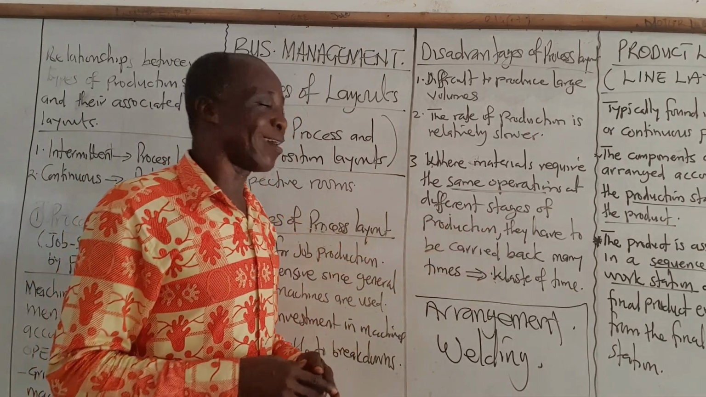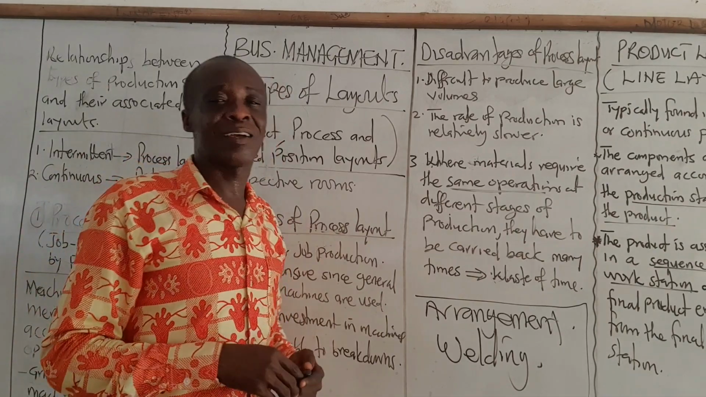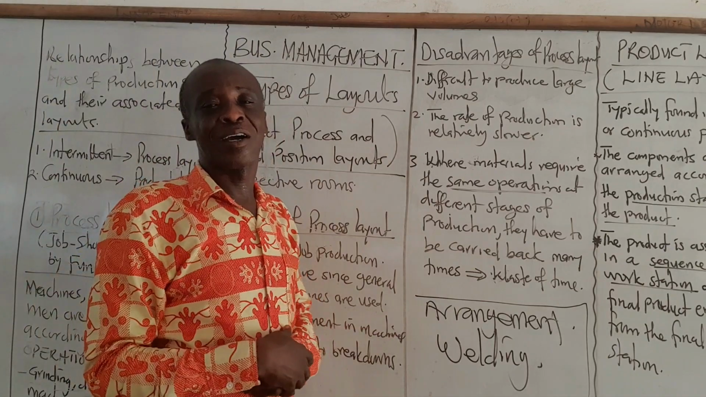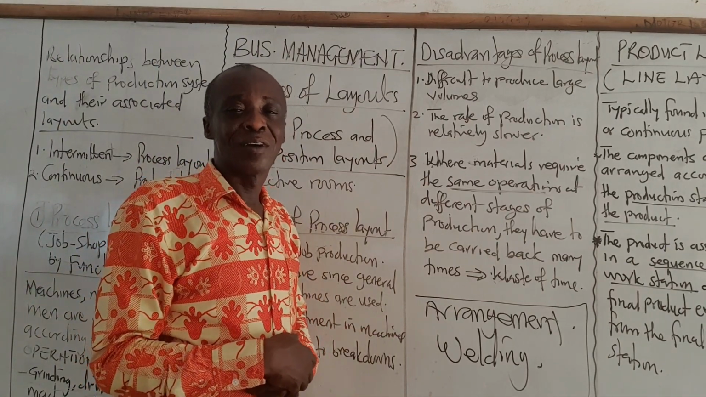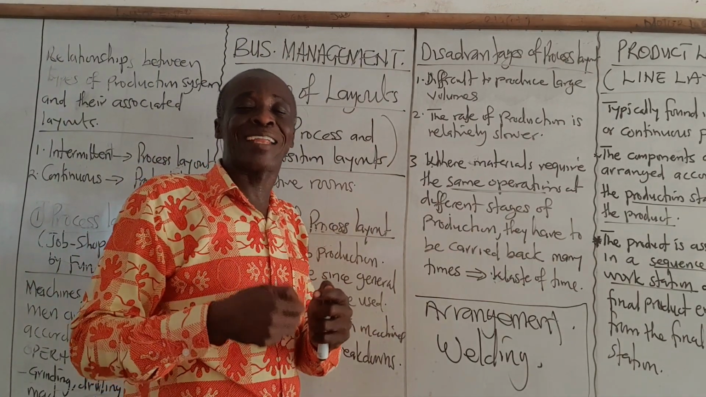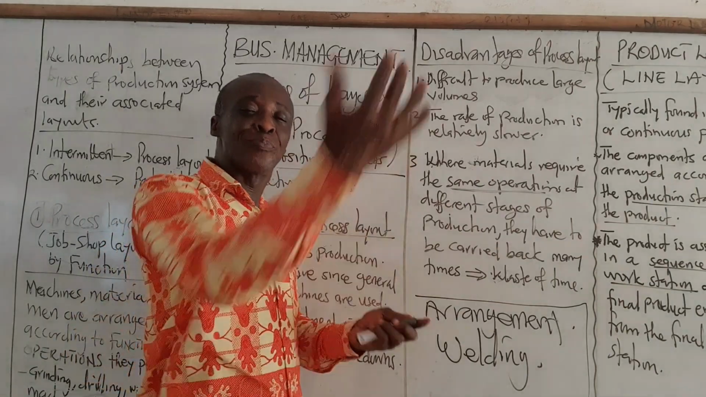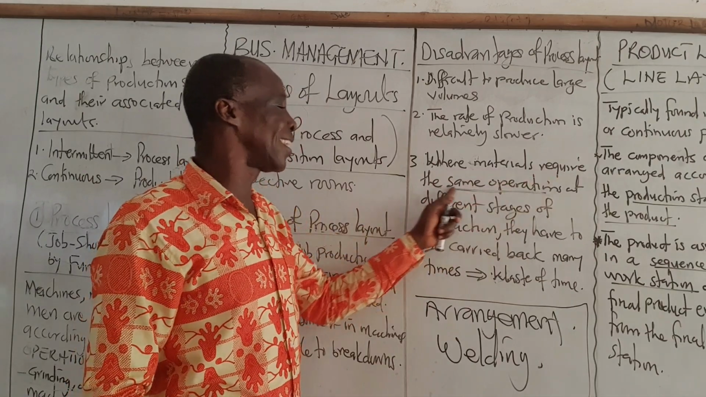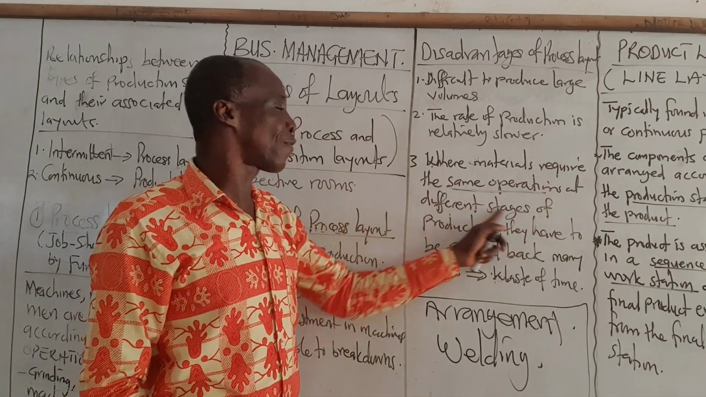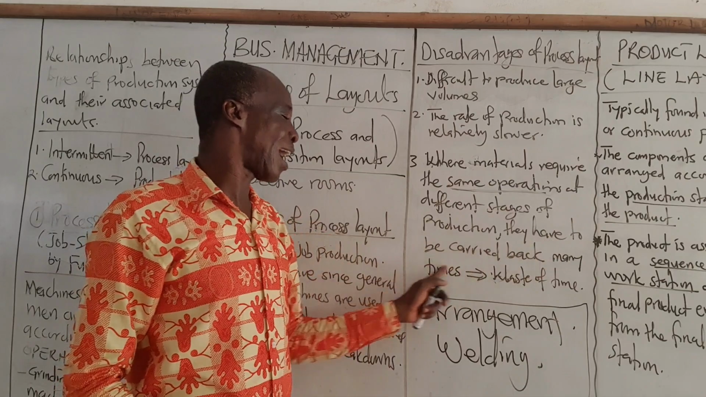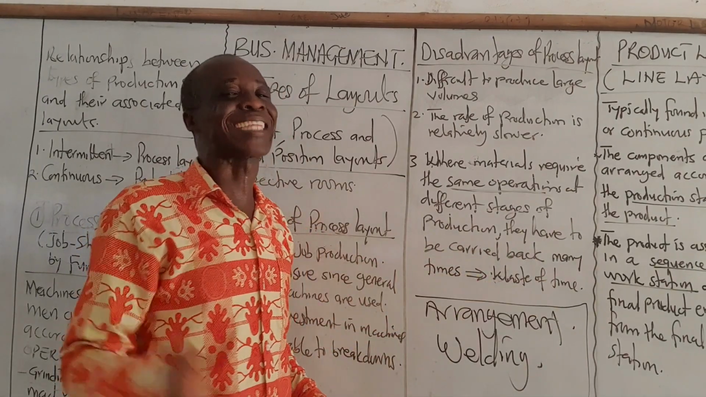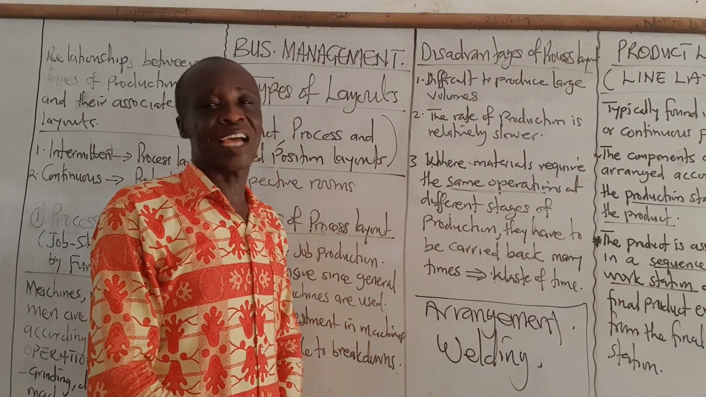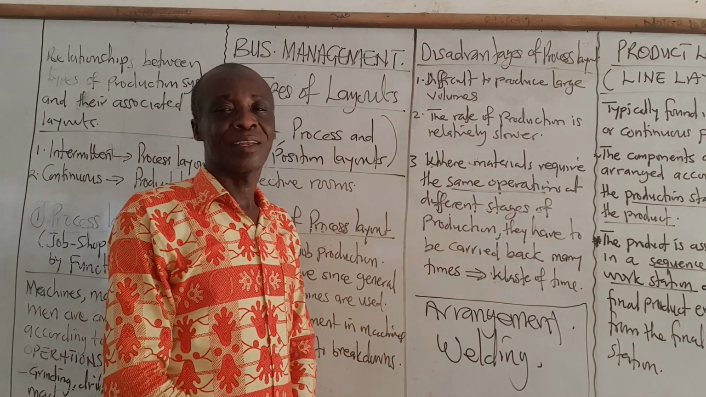Where materials require different operations, or the same operation at different stages of production, then you have to carry the material back. So for example, it had gone to a particular room, but you need to do another measurement. Then you have to bring it back to the measuring room. So where materials require the same operation at different stages of production, they have to be carried back many times, and that will be a waste of time.